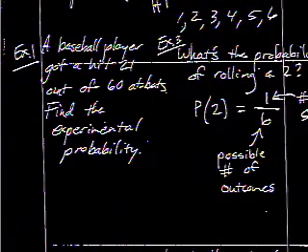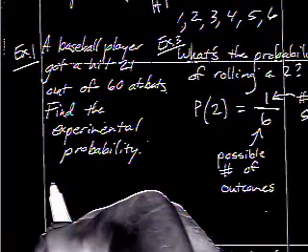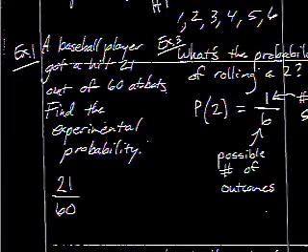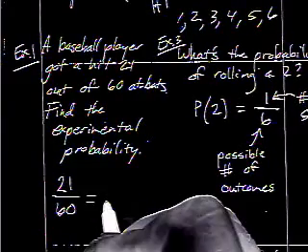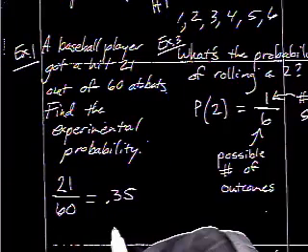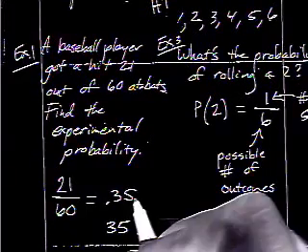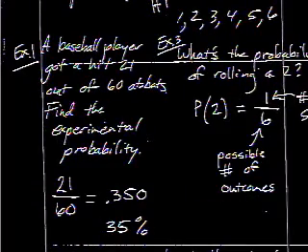The experiment that I just talked to you about: a baseball player got a hit 21 out of 60 at-bats. Find the experimental probability. Well, it's 21 out of 60. There's nothing challenging or unusual about that. 21 out of 60 reduces to 0.35. Now, you can list it as a decimal or you can list it as a percentage. Usually, when we're talking about baseball, they usually round it off to the thousandths place, and they say that the batter is a 350 hitter. Okay, and so that's the decimal 0.35.